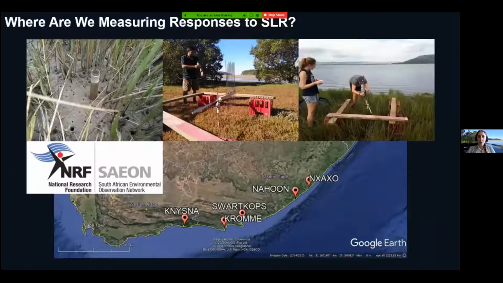So where are we measuring responses to sea level rise in South Africa? Through my postdoc and in collaboration with ongoing work with SAON, we now have measuring benchmarks at 5 South African estuaries, 3 that are exclusively in salt marsh, and 2 estuaries where we have salt marsh and mangrove. So I'm just going to walk through each estuary and show you some of the preliminary and some published results that we have so far.